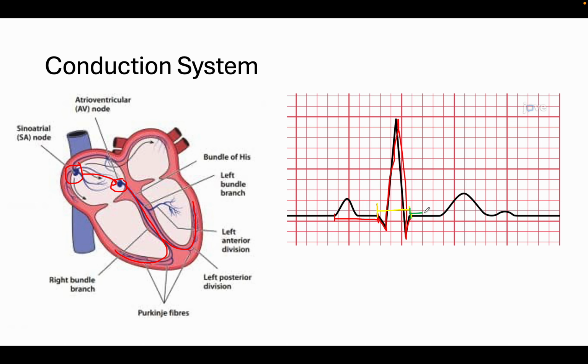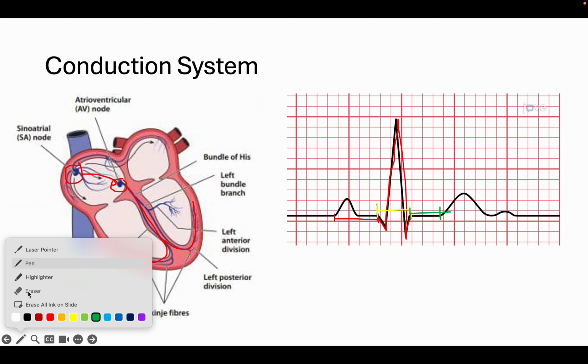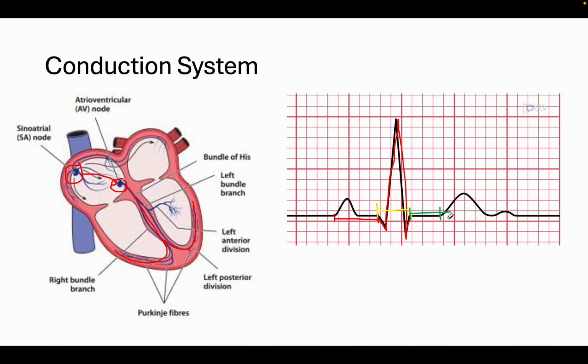We also should be aware of our ST segment, which is measured from the end of the QRS complex to here. So this is our ST segment. I think I've just drawn a bit over there. If I can rub that out. That becomes important when looking at myocardial ischemia, which will be looked at in a different video.